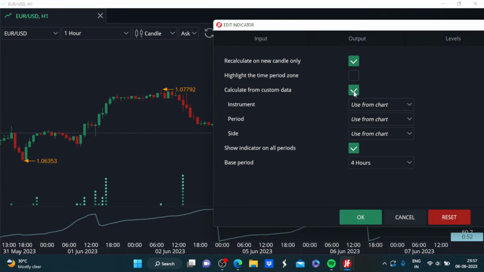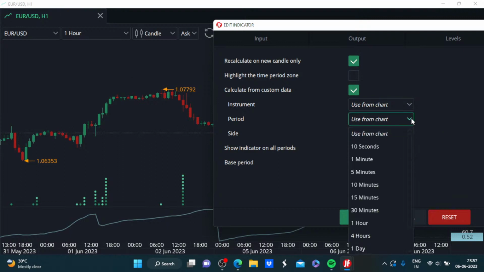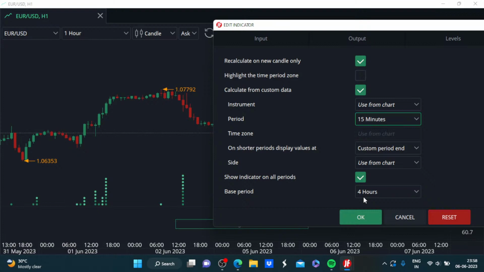Custom data, you can have the instrument from the chart or you can define it separately. You can use the time period similarly, from the chart, or you can even use a different predefined candle period for the purpose of calculation of the indicator, and we will have the plotting accordingly. Spread side can be asked for width or simply used from the chart.